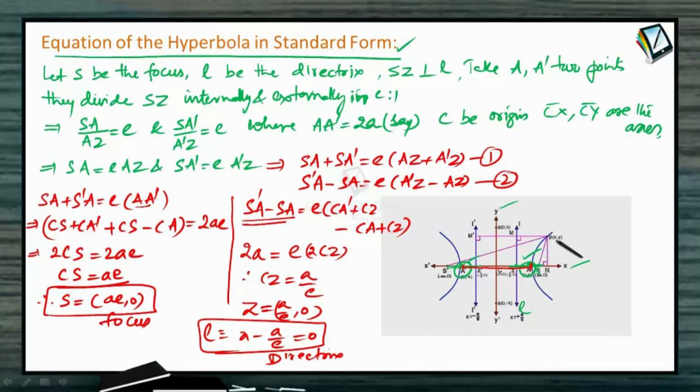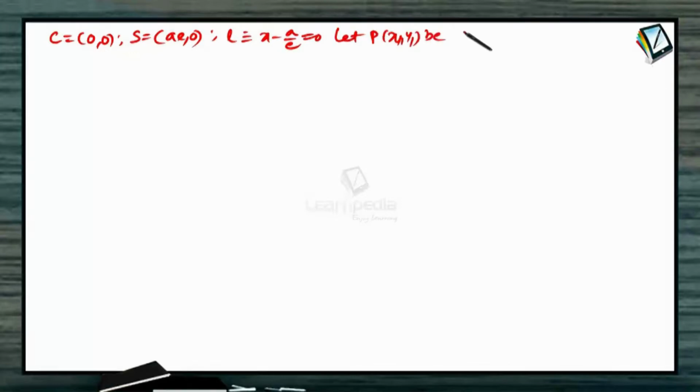Let us take point P as some x1, y1, a point on the locus. Now let us find the locus of the hyperbola. Now we have C equal to the origin and S as the fixed point, that is a comma 0, and L being the fixed line directrix, that is x minus a by e is equal to 0. And let us take P x1 y1 to be any point on the locus.